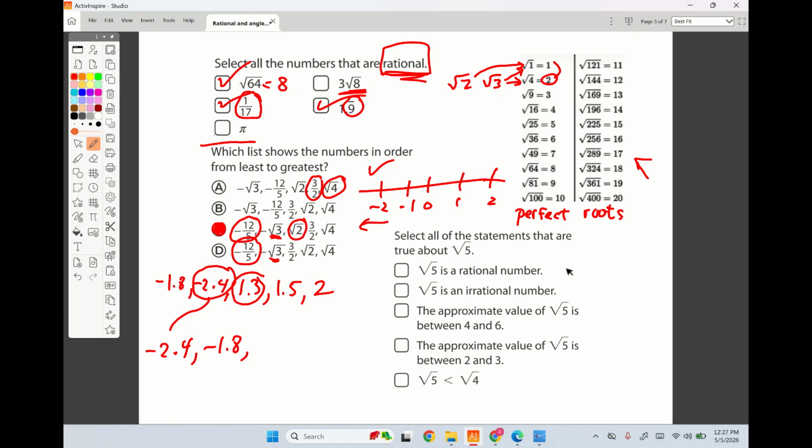And now square root of 5 is less than square root of 4. That's incorrect. Square root of 5 is greater than square root of 4. So you can't check that box, only these two.